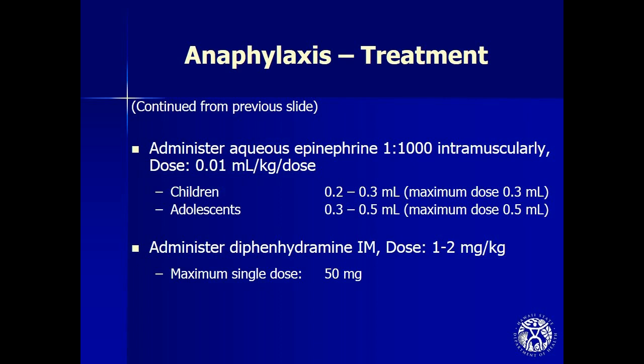The dose for epinephrine is 0.01 milliliters per kilogram per dose. If the weight is known, then dosing by weight is preferred. If the weight is not known or not readily available, a chart included with the standing orders has approximate dosages for children, based on age and weight. The maximum dose for children is 0.3 milliliters. The maximum dose for adolescents and adults is 0.5 milliliters.